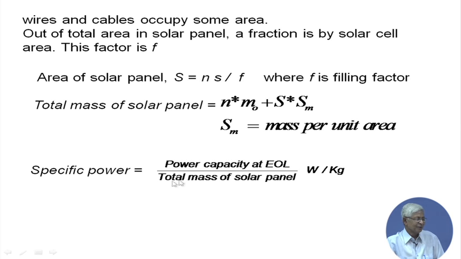The term specific power is the power capacity at end of life divided by the total mass of the solar panel. That's what you are launching, because area is not that much of a concern, since in space you have enough area to spread your wings, but the specific power will depend on how much mass you are launching. So the power capacity at the end of life divided by the total mass of the solar panel is in watts per kg, if the mass is in terms of kg; if it is in terms of grams, etc.